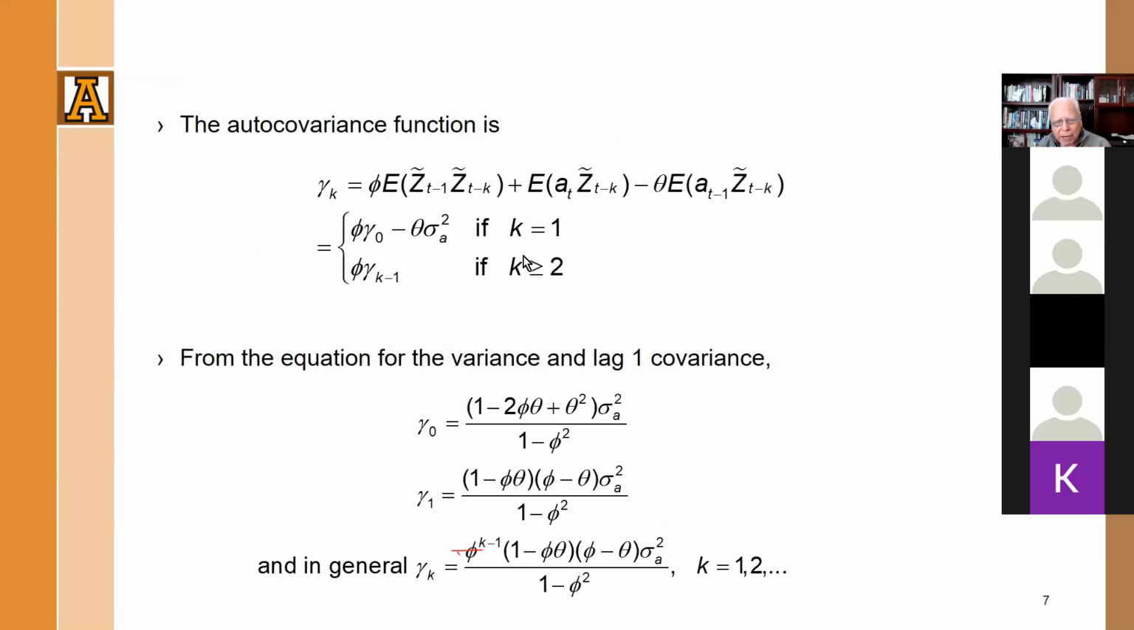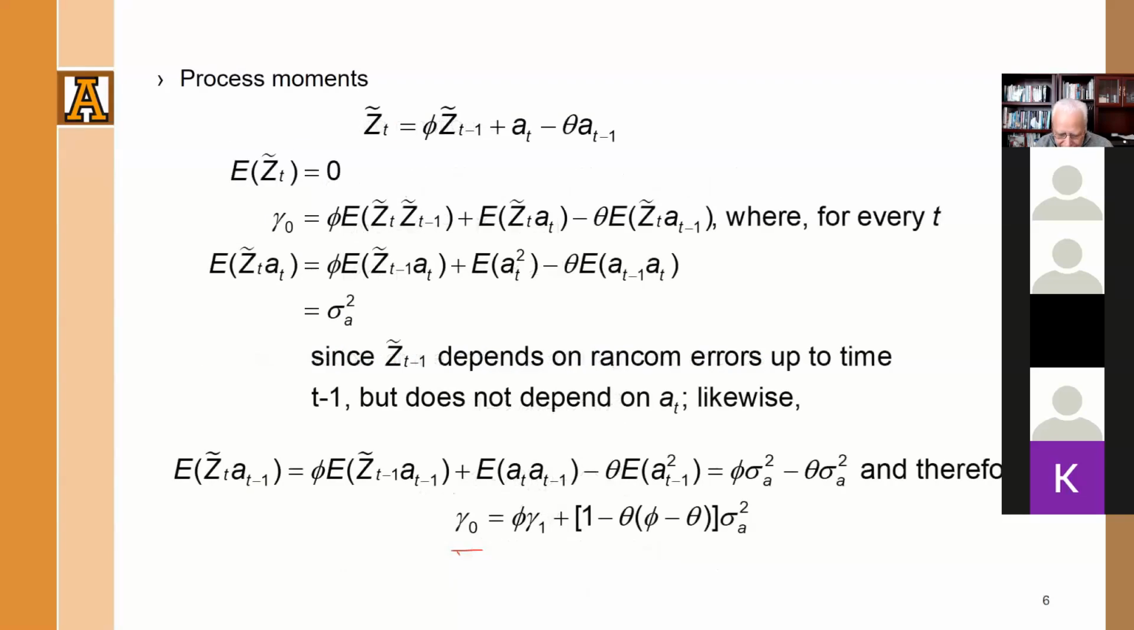So I can write it down as, we know that for k equal to 0, the covariance is this one that I have here. Let me copy the equation from here. That's gamma 0. Remember, this is gamma 0: phi gamma 1. So it depends on the first lag autocovariance, plus the variance times a constant that depends on both coefficients, the moving average and the autoregressive coefficient.